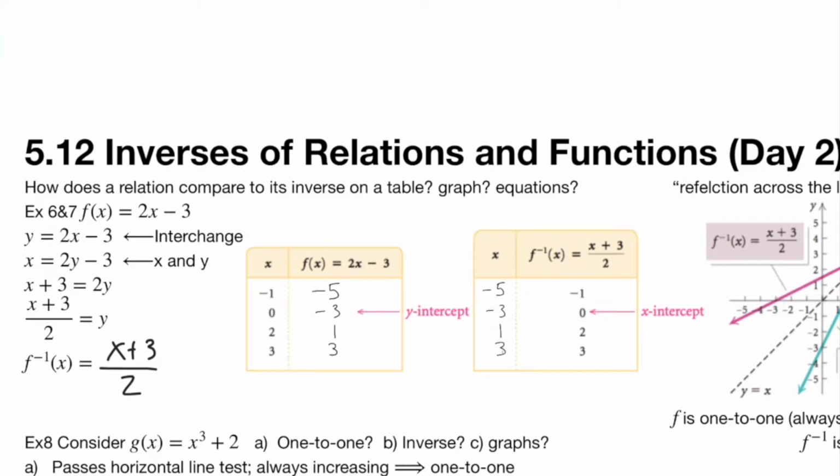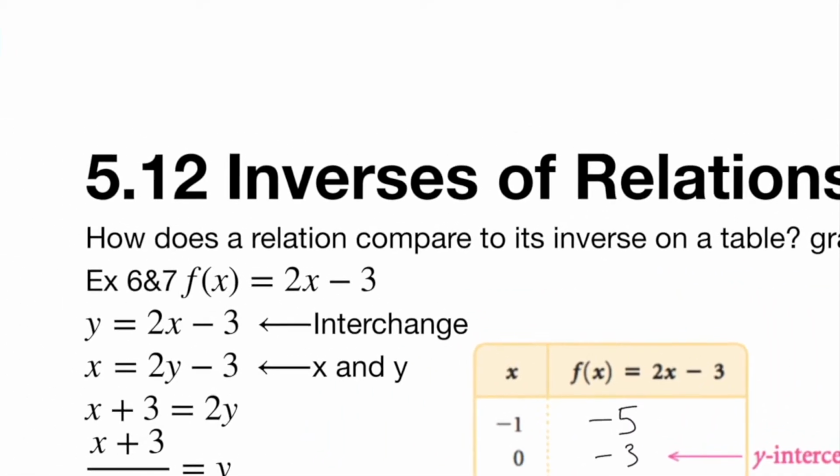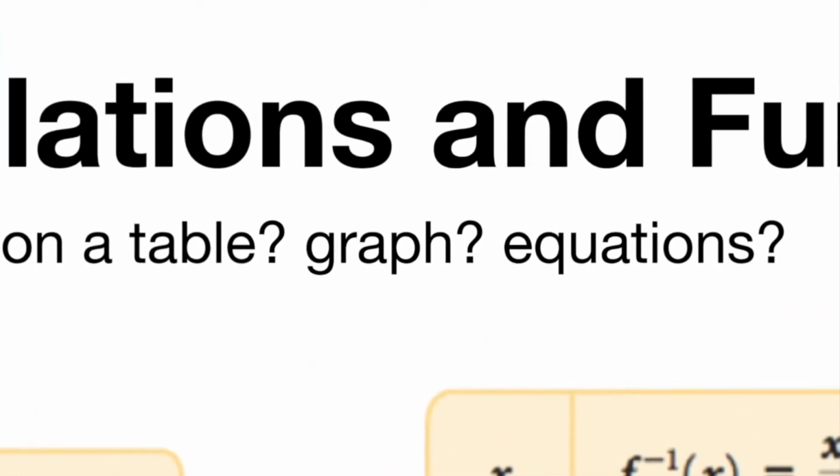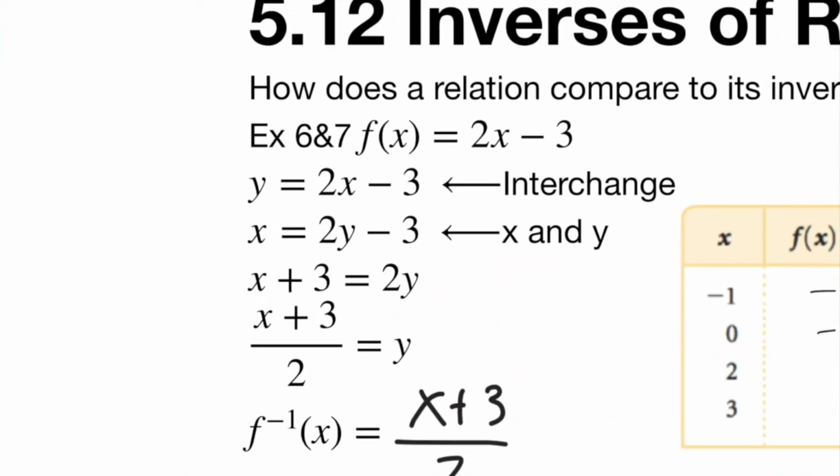Welcome everybody to day 2 of section 5.1, inverses of relations and functions. Big question today is, how does a relation compare to its inverse on a table, on a graph, and what do the equations look like?